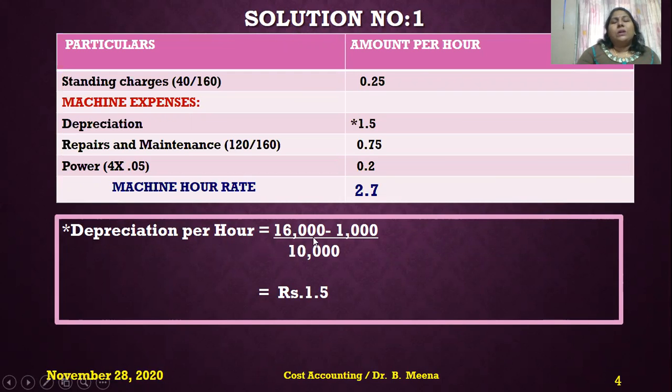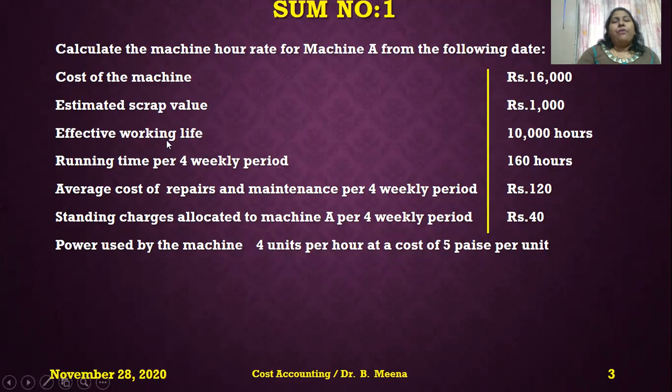Depreciation per hour. What is the cost of the machine? 16,000. What is the scrap value? 1,000. And what is the life of the machine? Life of the machine is 10,000 hours. So the first three pieces of information I can make use of to calculate the depreciation per hour, because the cost of the machine is given, scrap value is given, and installation charges were not given in this problem. If it is given, I can add it. If it is not given, leave it. And then the working life of the machine is 10,000 hours. So 16,000 minus 1,000 divided by 10,000 hours. If you do this calculation, you will come to know the depreciation per hour. That is the first working to be made before going into the format for calculating the machine hour rate.